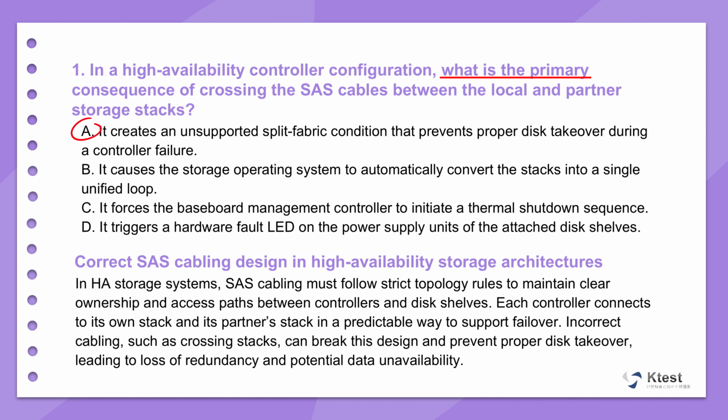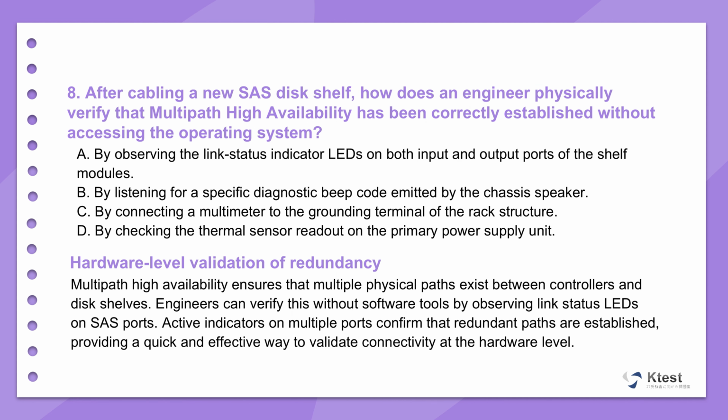So if crossing cables causes that much chaos, how do you actually prove your pathways are clean before the system is even online? That real-world scenario is exactly what question 8 tests. Yes, a very practical scenario. It asks, after cabling a new SAS disk shelf, how does an engineer physically verify that multipath high availability has been correctly established without accessing the operating system?